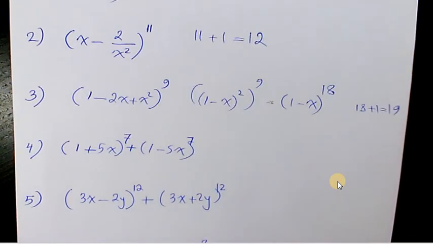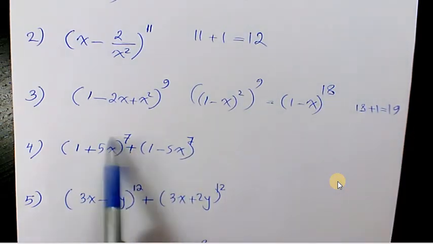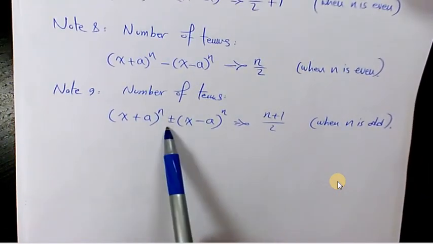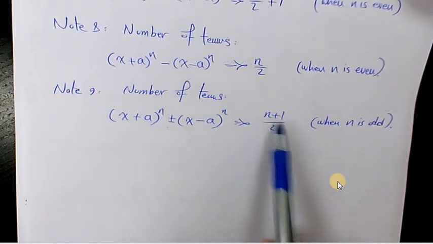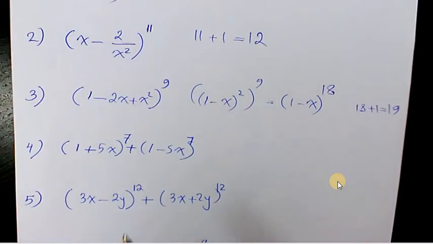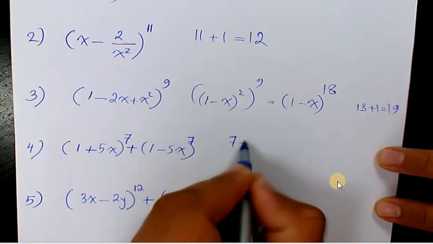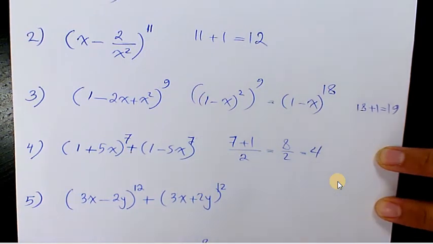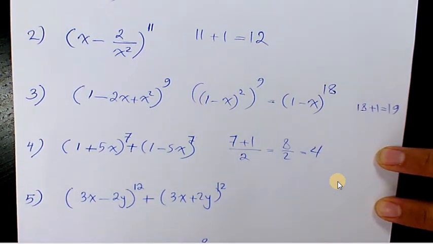Next one. How many terms we have here? (1 + 5x)^7 + (1 - 5x)^7. So here we have plus in between and we have odd number as index. So if you go back in here, we have odd number. Doesn't matter if you have plus or minus in between. The number of terms is going to be (n + 1) divided by 2. So we have (7 + 1) divided by 2, 8 over 2. We're going to have 4 terms.